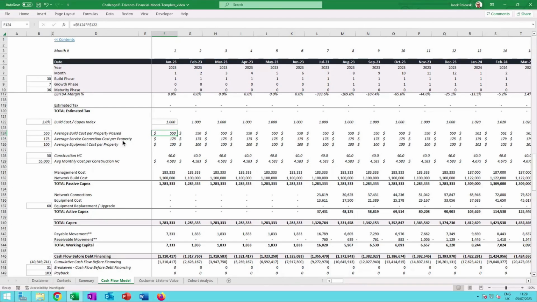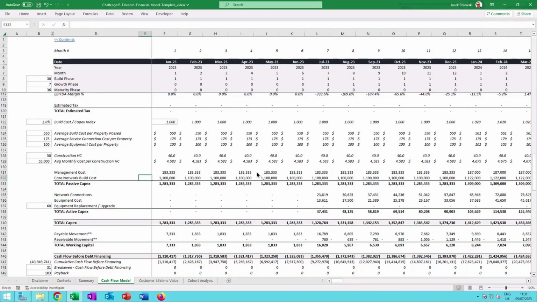As always, I've listed all the assumptions here: your build cost assumption, service connection, and the equipment assumption in terms of the average cost. Eventually that allows us to calculate the passive Capex, so any Capex that's related to building that core network, and then any costs that are related to connecting the properties, which is what we call active Capex in here.